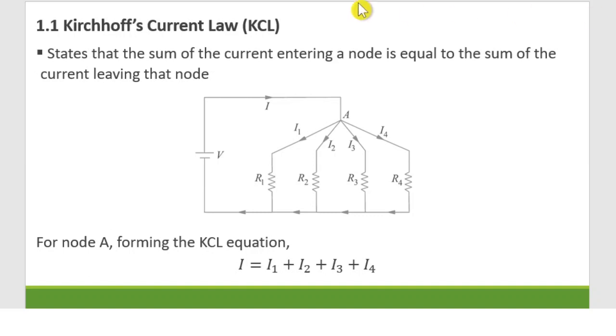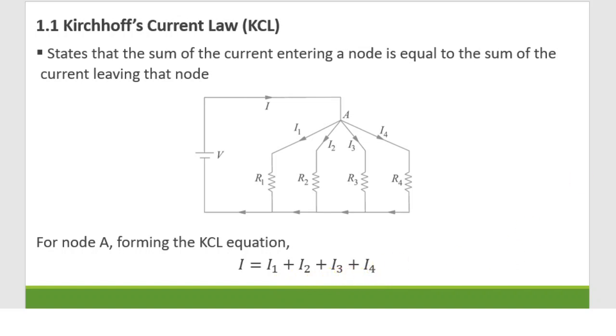Kirchhoff's current law states that the sum of the current entering a node is equal to the sum of the current leaving that node. So for example, we have this node A as seen from the figure. We have current I entering node A, while currents I1, I2, I3, and I4 leaving node A. To form the KCL equation at node A, we have I, current entering, is equal to the sum of the currents leaving, I1 plus I2 plus I3 plus I4.